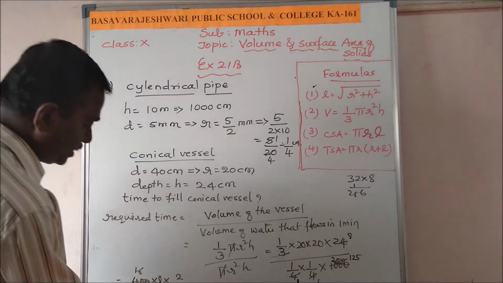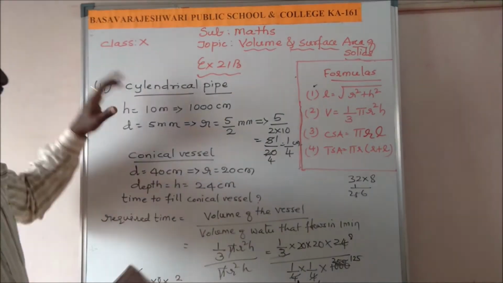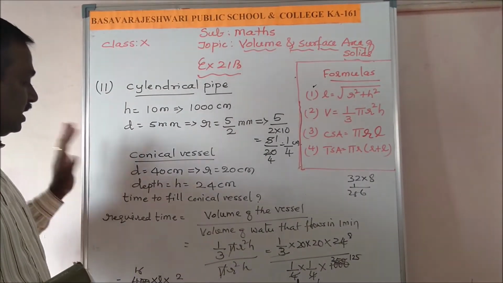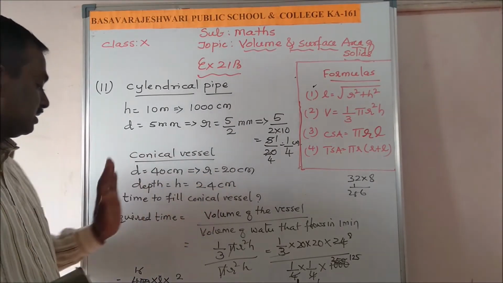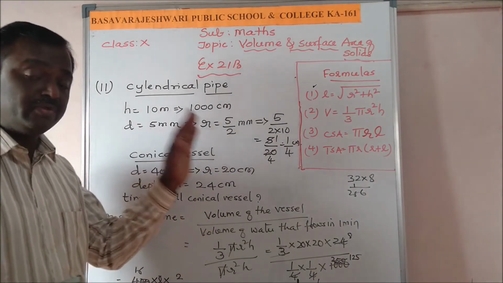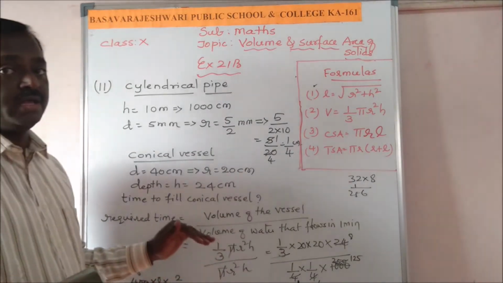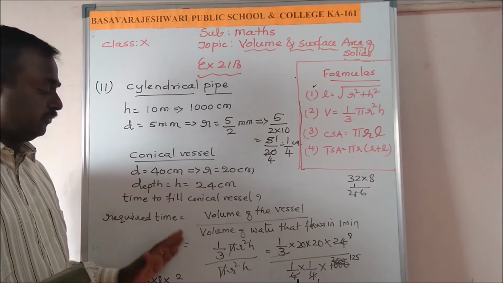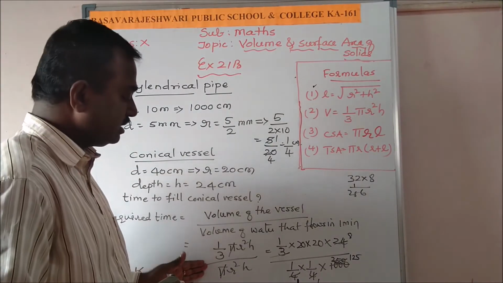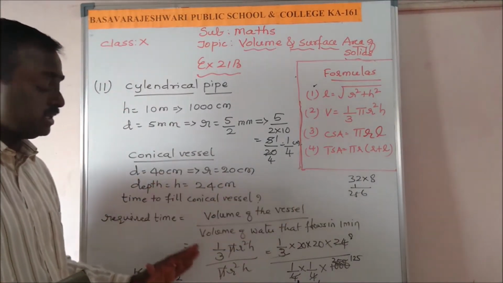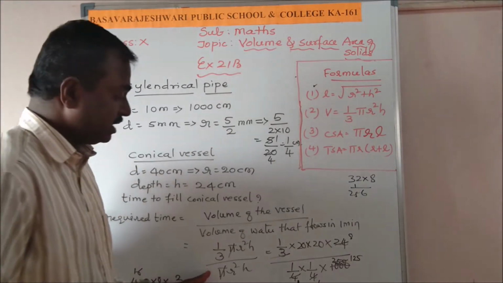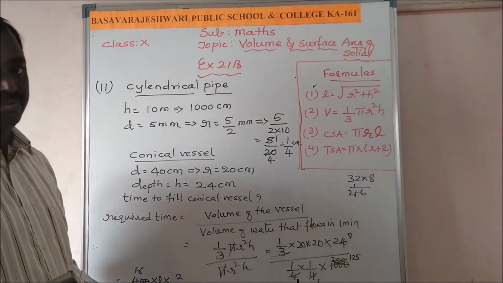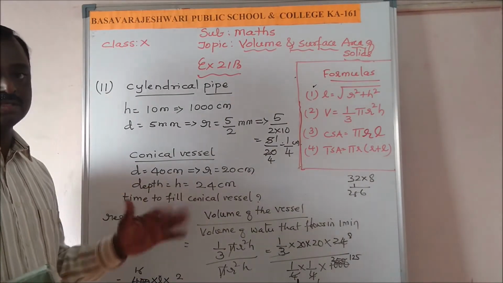51.2 minutes. Okay. So what we did: first we wrote the data of the cylindrical pipe, next we wrote the data of the conical vessel. Time to fill the conical vessel means volume of the vessel divided by volume of the water that flows in 1 minute. So substitute the values in the formulas. Volume of the water that flows in 1 minute is nothing but the volume of the cylinder. Substitute the values, cancel it, and you get the answer 51.2 minutes. So note down this sum.